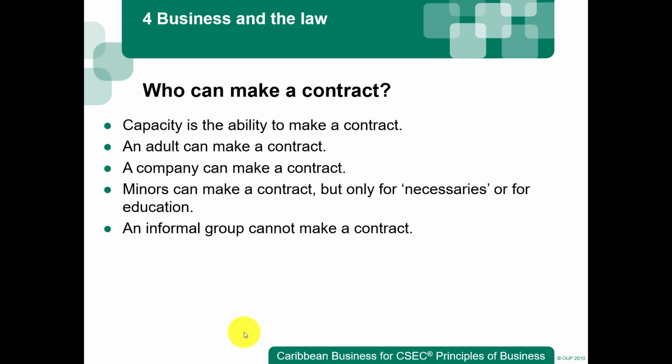All right, so this is what I was talking about earlier about capacity. Who can make a contract? Capacity is the ability to make a contract. An adult can make a contract. A company can make a contract. So if you're a public limited or private limited company, you can make a contract. Minors can make a contract, but only for necessities or for education. So if you're going to school for education, you can enter into a loan and get a contract. Informal groups cannot make a contract.